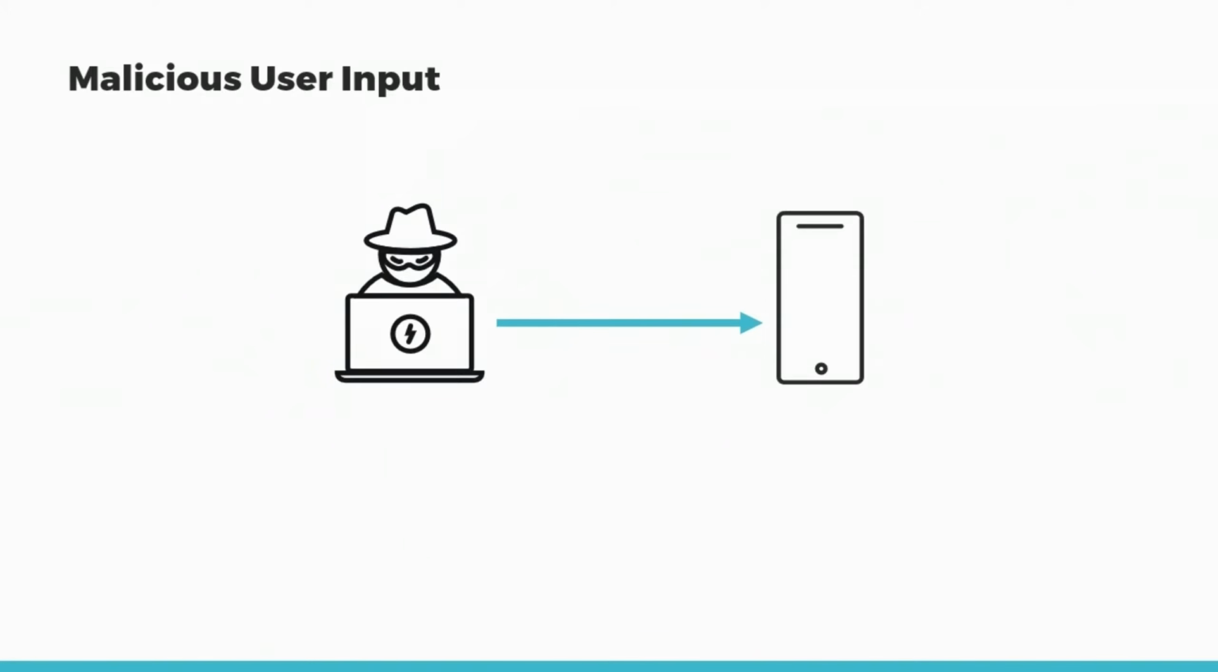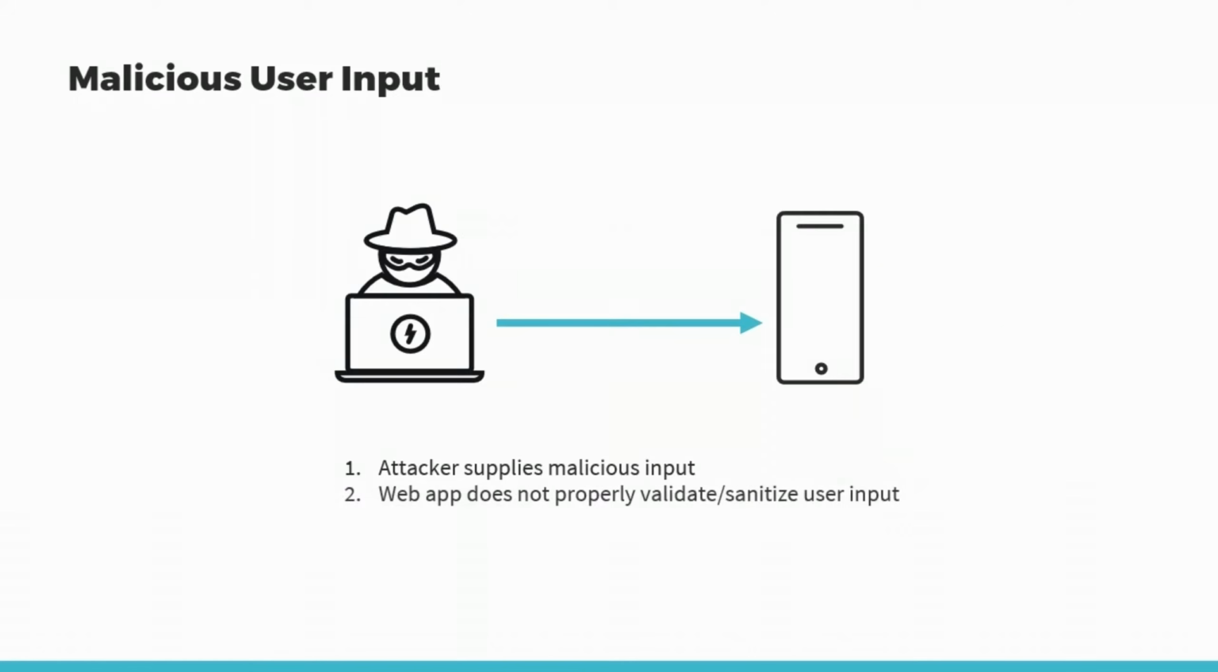On the left, we have an attacker. The attacker supplies malicious input. That could be done in a variety of ways. For example, it could be in the form of a web form or a web page with a field that does not properly validate or sanitize input. And so the attacker puts executable scripting code in the field and it gets executed on the web application server. So the web application wouldn't be properly validating or sanitizing the user input.